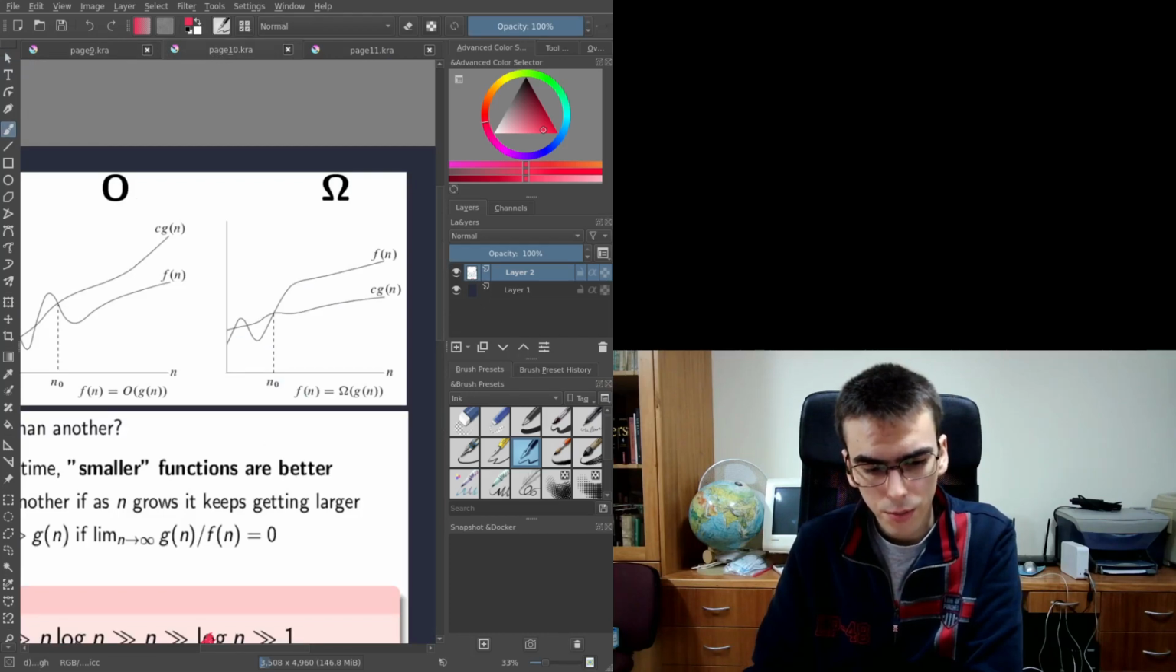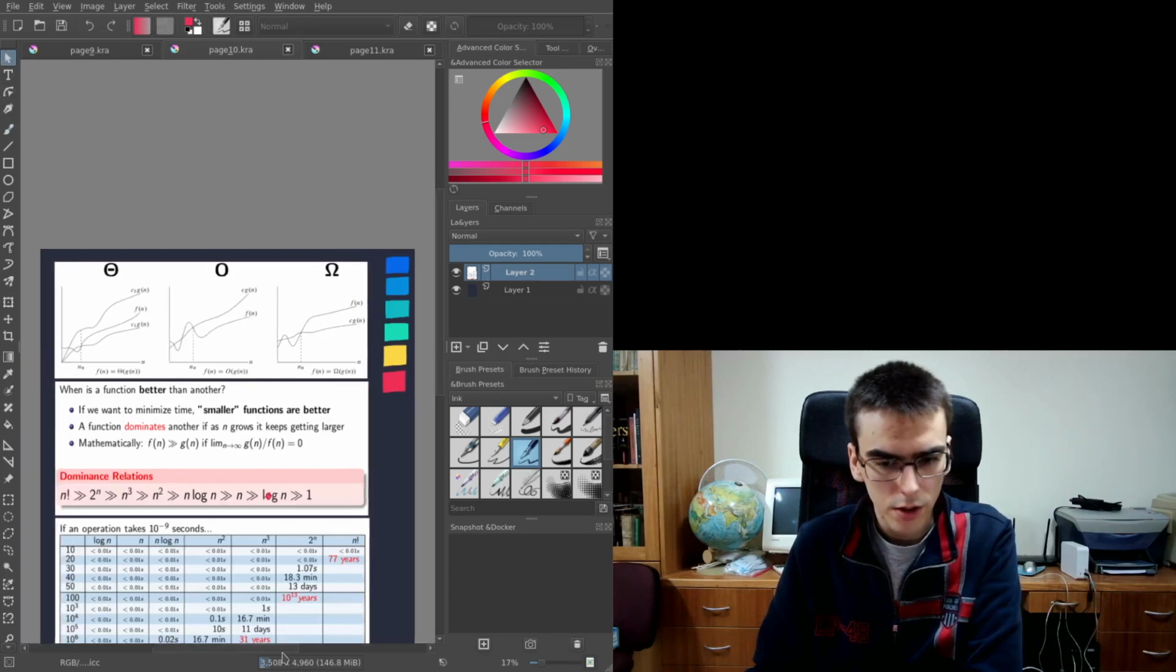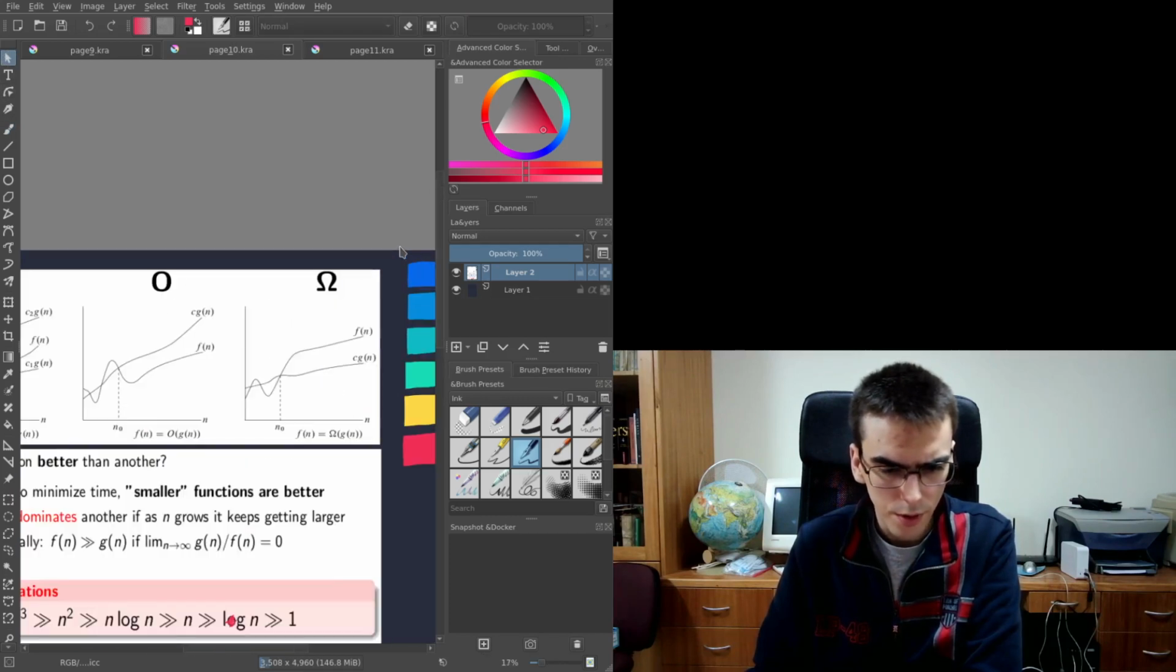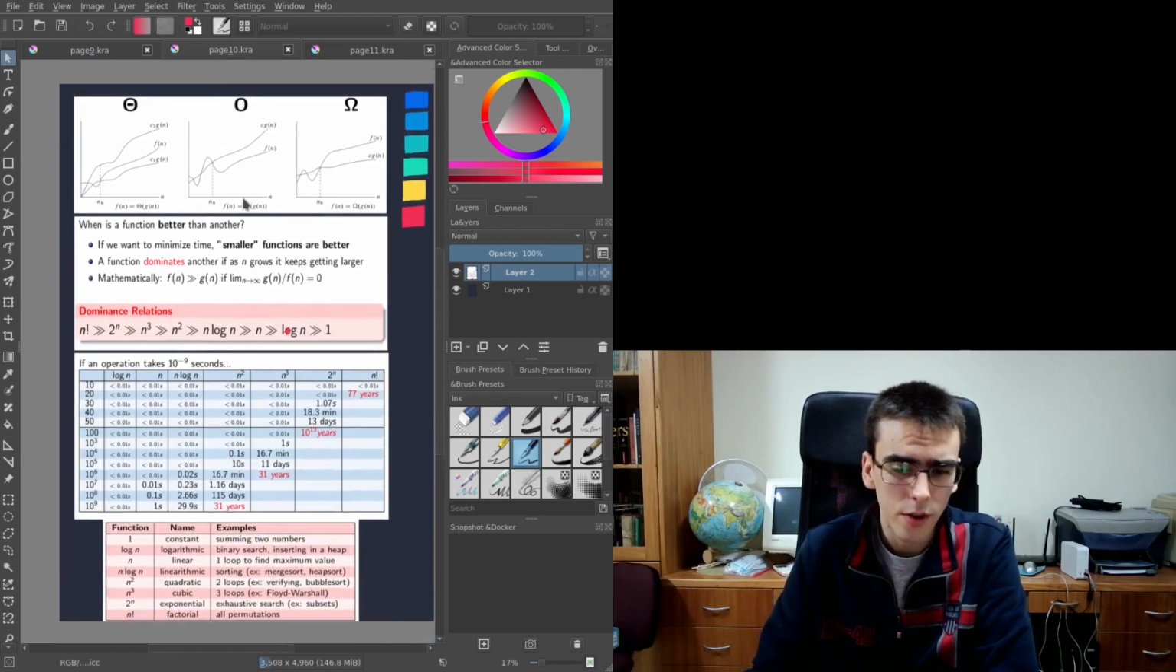So with respect to the image I collected from Professor Pedro, in this page, there are these graphs that I think are quite helpful. You also have the dominance relations here. If you want to minimize time, smaller functions are better. A function dominates another if, as n grows, it keeps getting larger. That's the definition of function dominates.